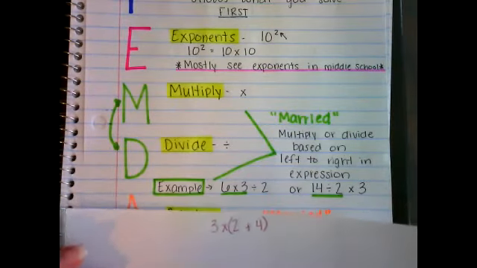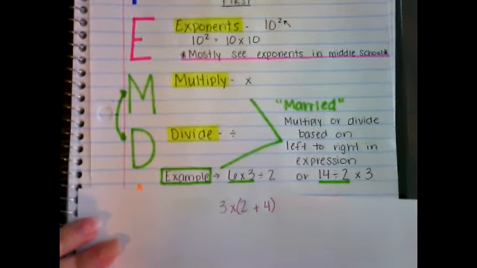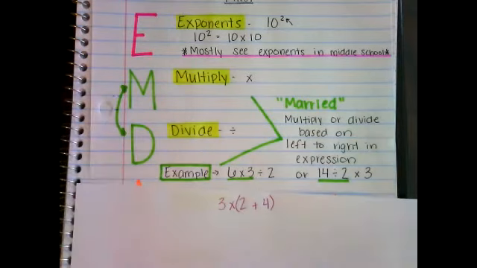The next thing you're going to solve is multiplication or division. Now I say or because sometimes in your expressions, you're going to have a different order. We call multiplication and division married. Remember how we talked about how they're inverse operations, that they have a relationship with one another. The reason that we solve them together is because of that relationship.